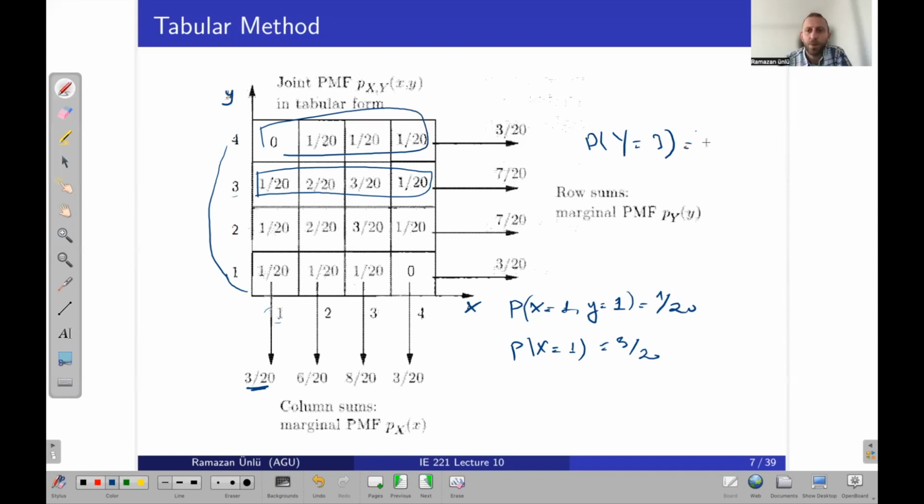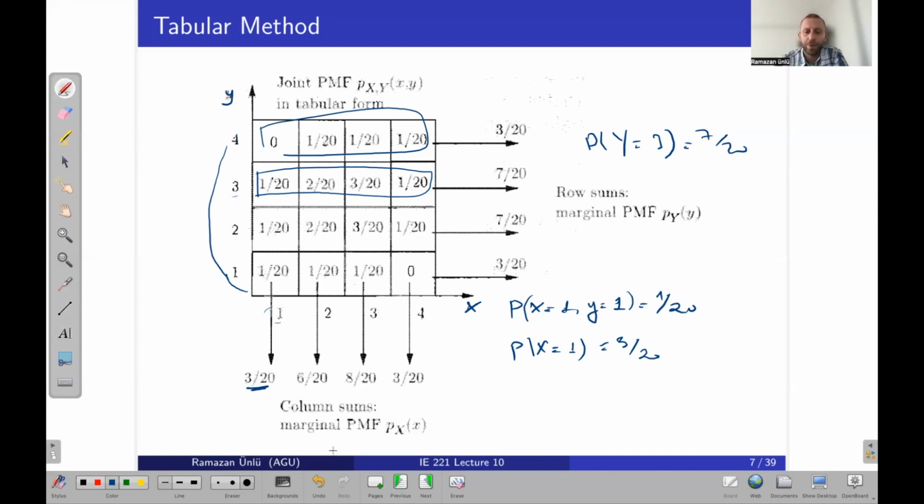So in summary, in tabular form, the column sums represent the marginal PMF of x, and the row sums are the marginal PMF of y. That is the basic logic, the main idea behind the joint probability mass function and the PMF of single random variables. Just remember that these are called the marginal PMF of x and the marginal PMF of y.